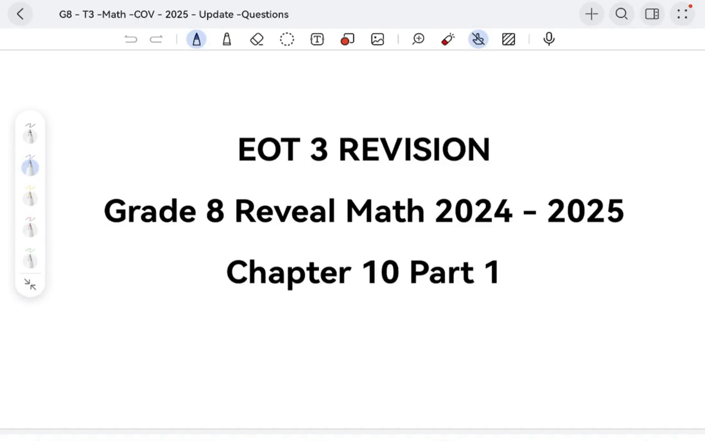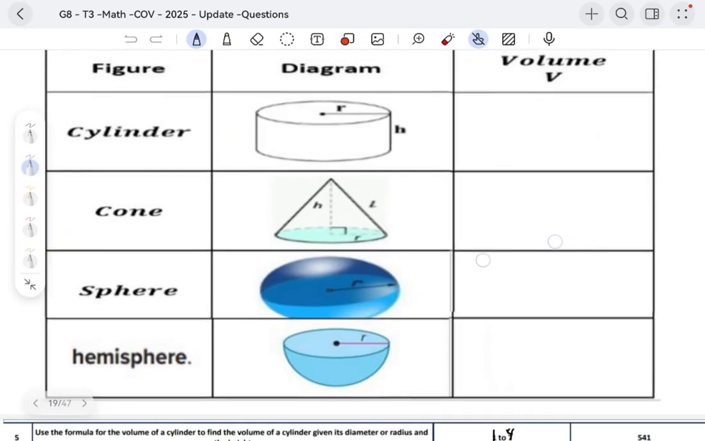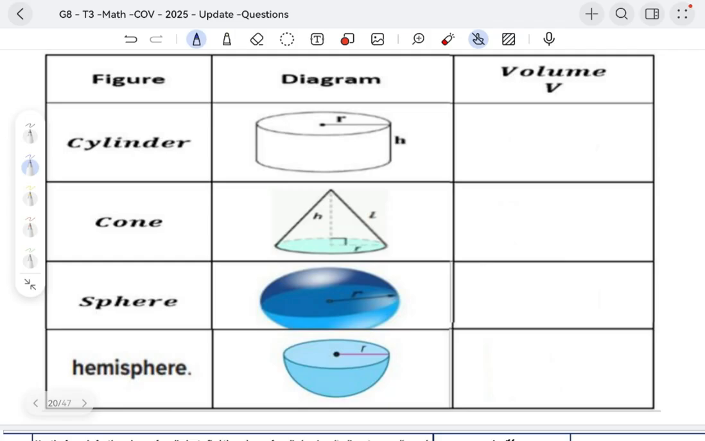Hello everyone, this is the end of term 3 revision for grade 8 math. In this video, we're going to start reviewing chapter 10. In this chapter, we have learned how to find the volume for these shapes.